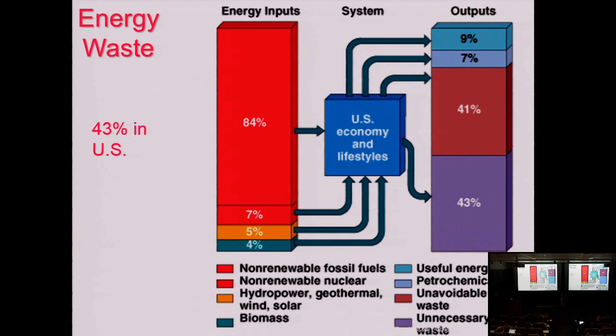So in this picture, again, this is in your slides, we have about half of our energy being wasted. So these are the types of energy inputs. These are the energy outputs. And then this is our US economy.